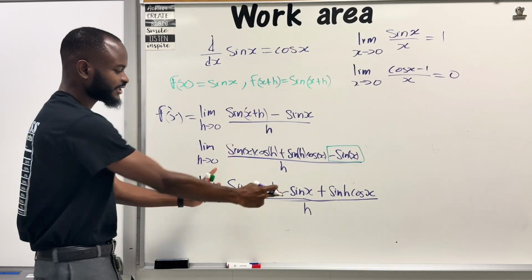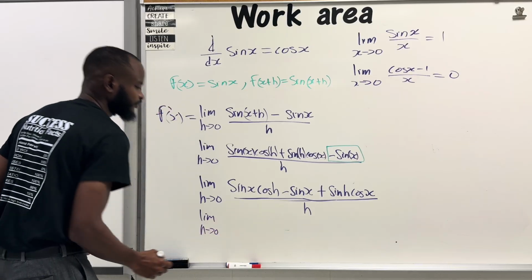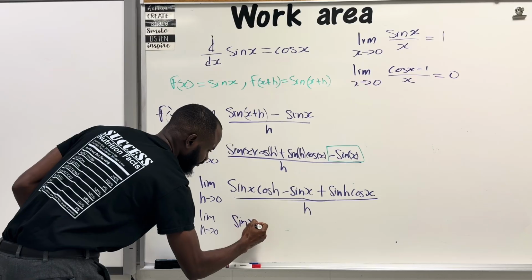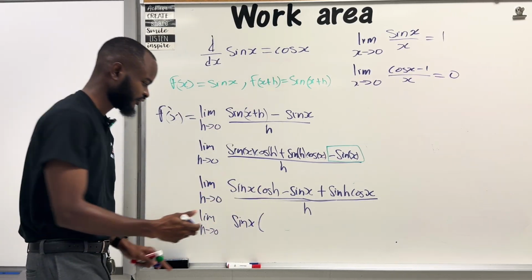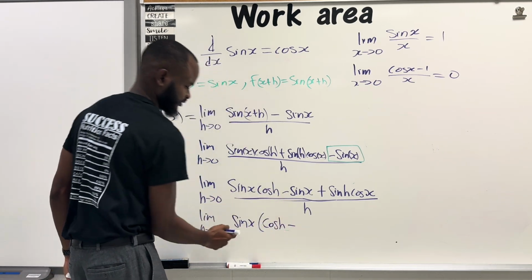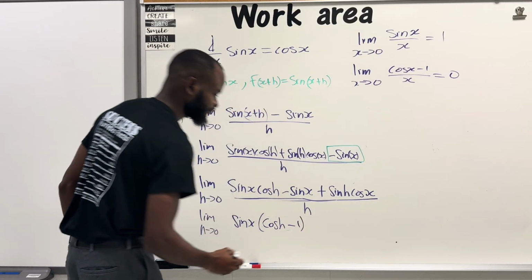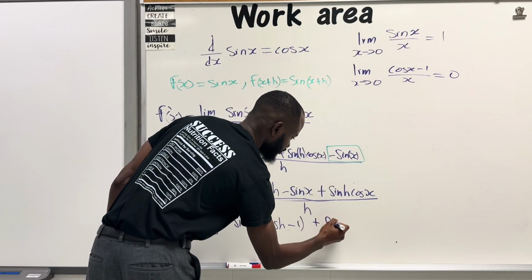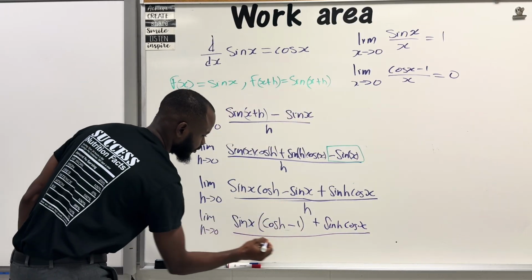So as you can see here, we have a sine x here and we have a sine x here. So I'm going to factor out a sine x. So the limit as h tends to 0, I'm going to factor the sine x out here, sine of x, and in the parentheses, sine x times what gives me sine x cos h. So we're going to have a cos of h, and we're going to subtract sine x times what gives me sine x, which is 1. So we're going to put that 1 right there. And then over on this side, we're just going to have the plus sine of h cos of x. And that's all over h.